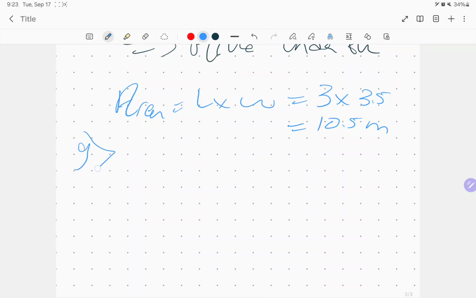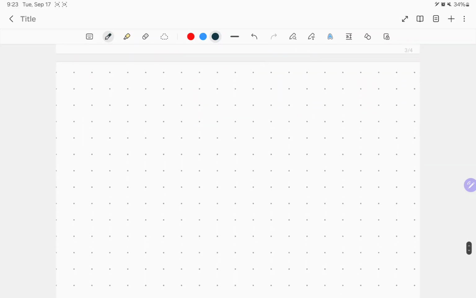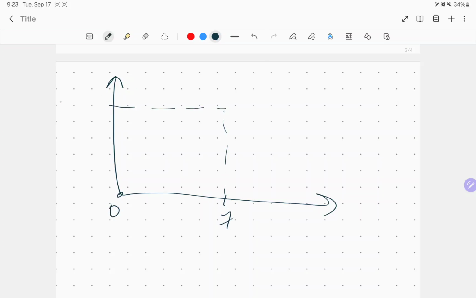At part G, it's asking during which interval of time acceleration is constant. So acceleration is constant between 0 seconds and 7 seconds. Let me just draw the graph again, it's better for you. Here was 0. So at 7 seconds, velocity was, for example, 3.5, and the graph was shaped like this.